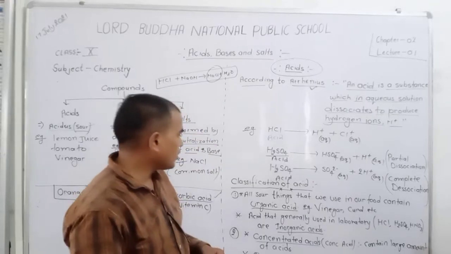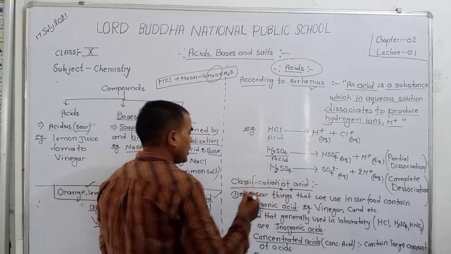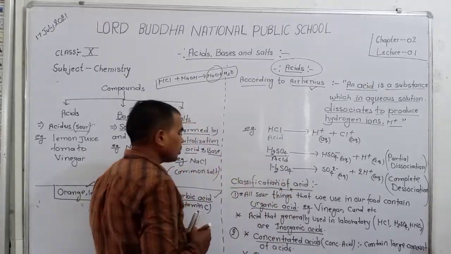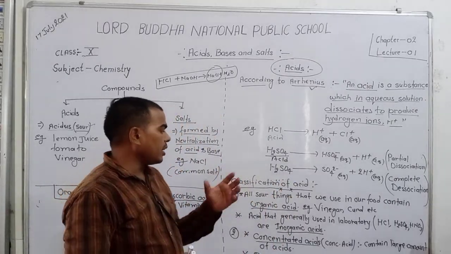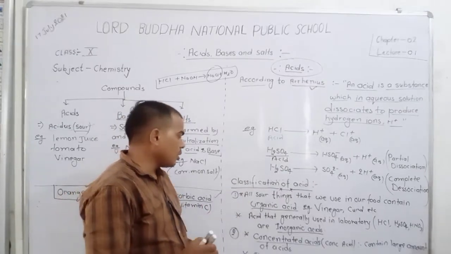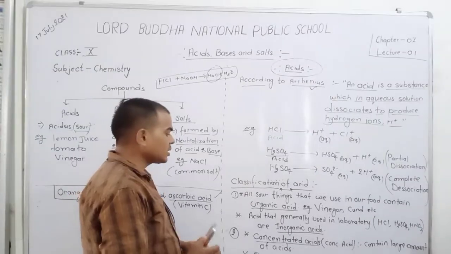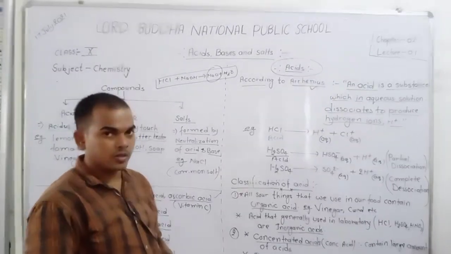Now classification of the acids. Dear student, we classify acid in two categories according to two concepts. First is organic and inorganic acid. Second is concentrated and dilute acid.